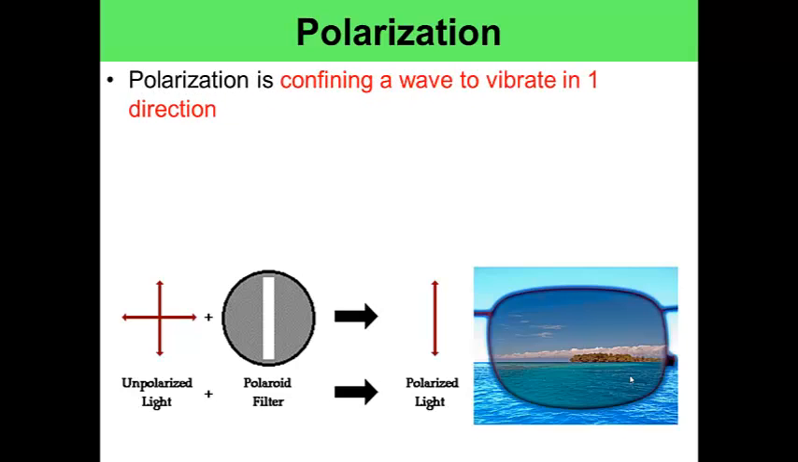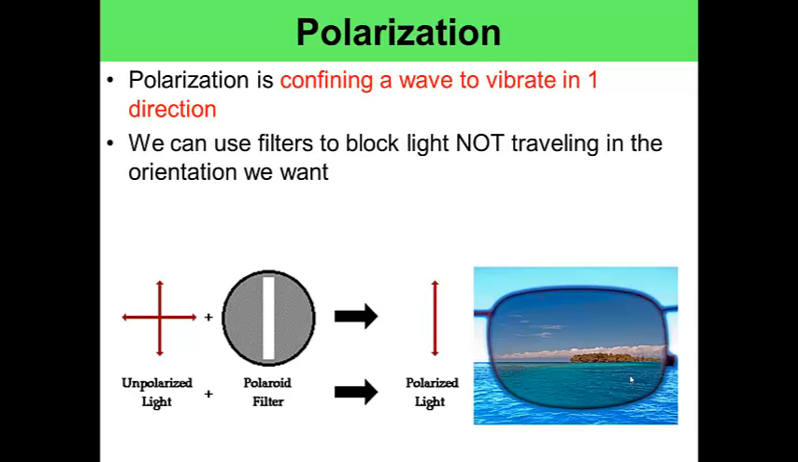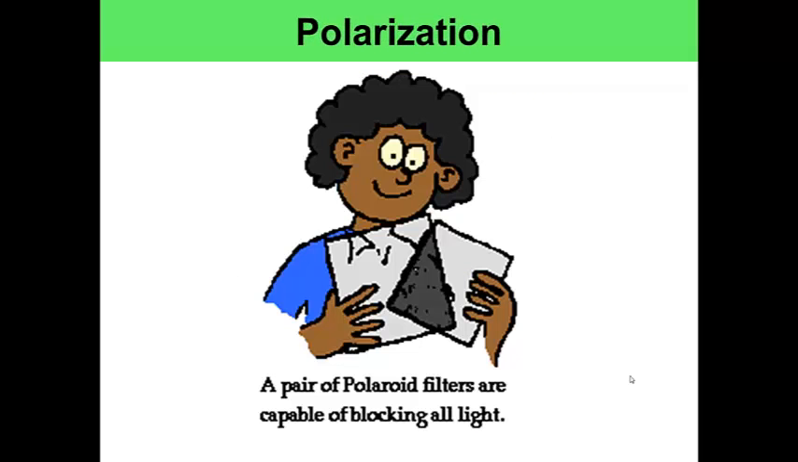Polarization is confining a wave to vibrate only in one direction, either horizontally or vertically. We can use filters to block light not traveling in the orientation that we want. So polarized sunglasses will only allow light in from one direction. You can use a pair of polarized filters that are capable of blocking all light, depending on whether it is to block horizontal or vertical vibration.